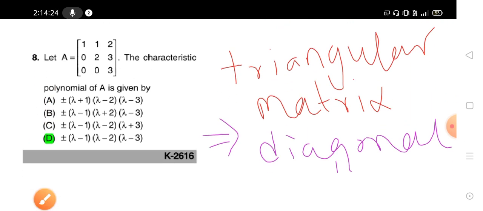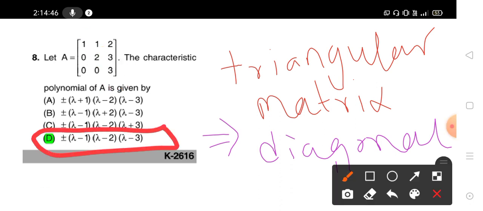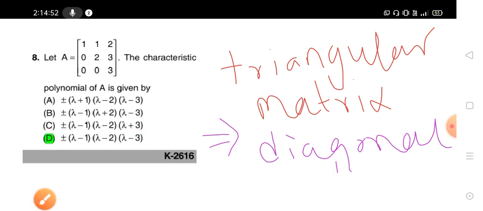Next question. Let A be the given matrix. This is a triangular matrix. What is the characteristic polynomial of a triangular matrix? That is the product of lambda minus eigenvalues. Here the eigenvalues are 1, 2, 3. That is (lambda minus 1)(lambda minus 2)(lambda minus 3). Since this is a triangular matrix, the eigenvalues are the diagonal entries. Therefore answer D is correct.